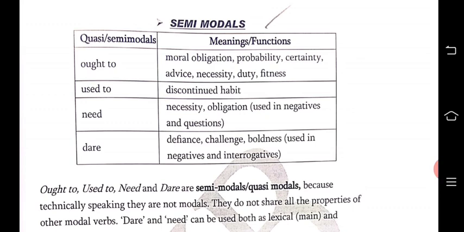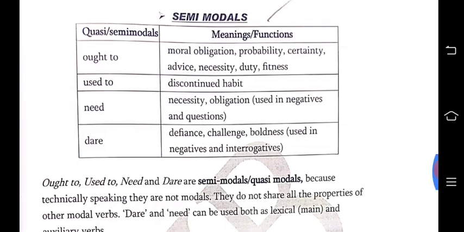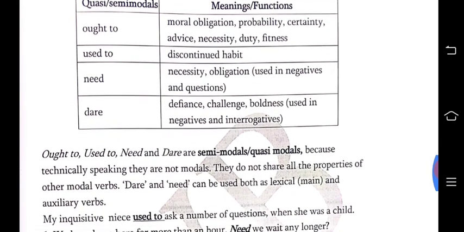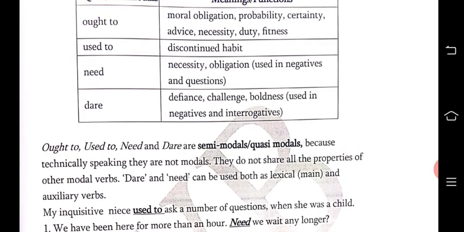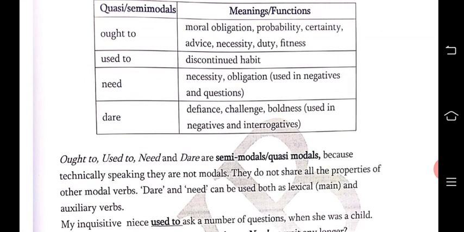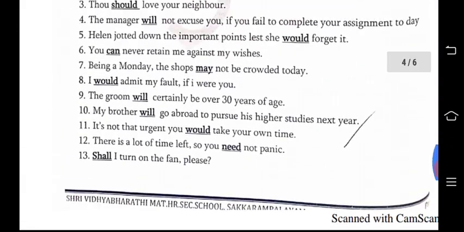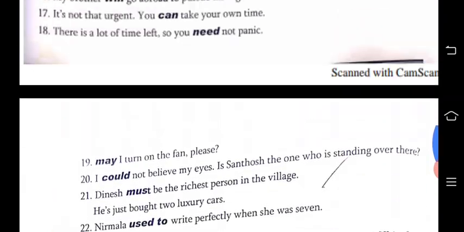And then used to. Used to, I told you, is discontinued habit. That means when I was in my school, I used to go by cycle. Past habitual. Okay, discontinued habit. Now you are not doing, but once upon a time, you did. And the need: very well, necessity, obligation. Dare defines challenge, boldness. Used in negatives and interrogatives. Got it or not? Okay, let's move to the book back exercise. So that will be helpful for you.